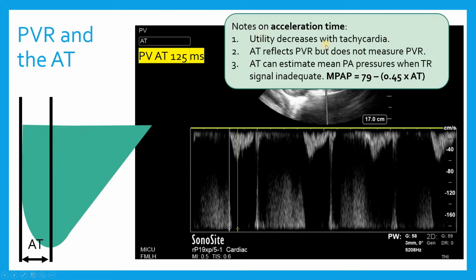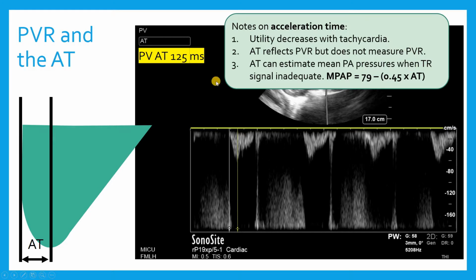The utility of this measure is going to decrease when my patients are tachycardic, and that's simply because my systolic time is going to be shorter. So my acceleration time will naturally be a shorter duration because now the time I'm spending in systole will be shorter. Again, acceleration time is thought to reflect pulmonary vascular resistance, but it does not directly measure it. It actually is measuring many things that go into pulmonary vascular resistance. And the acceleration time, though, is a good way to estimate mean PA pressures nonetheless.